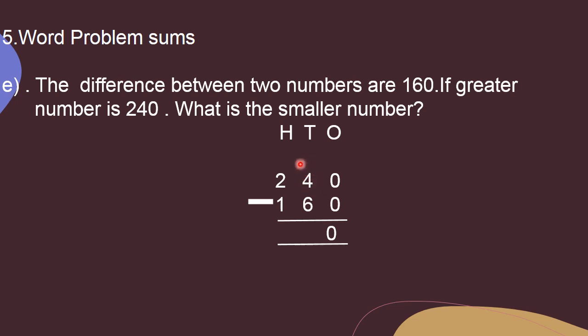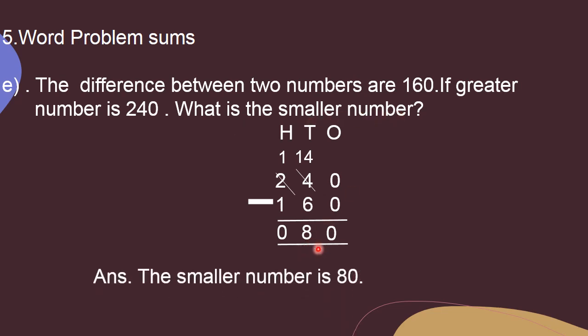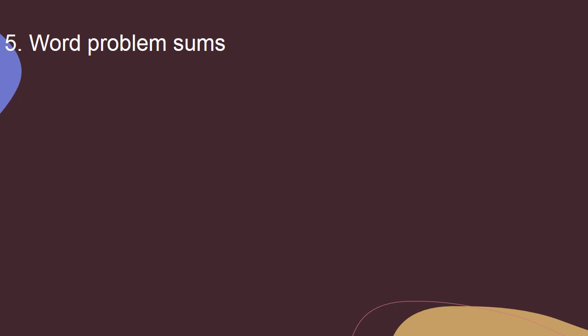So here tens place will take borrow from hundreds place. So 4 will become 4 plus 10, 14, and 2 minus 1 is equal to 1. So keep 14 in your mind and 6 on your fingers. Let's start backward counting. 13, 12, 11, 10, 9, 8. So we will write 8 here at tens place column. And 1 minus 1 is equal to 0. So what is the smaller number? That is 80. So the smaller number is 80.